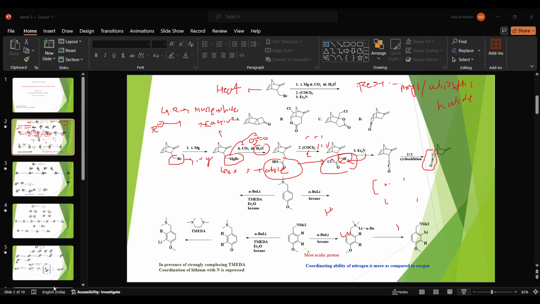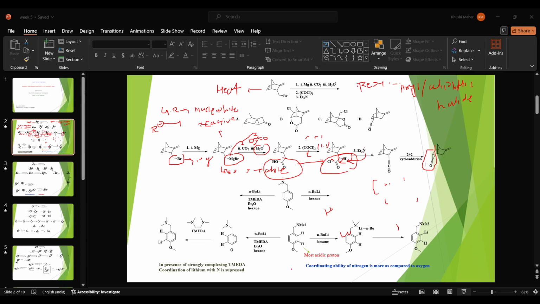In the second case, in the presence of a strongly complexing agent, the TMEDA that we are using coordinates to the lithium atom, and the coordination of lithium with the nitrogen is suppressed. That's why in this particular case the more acidic hydrogen, the one near the methyl group, is missed. Sorry for that. This hydrogen will be lithiated and you will get the corresponding lithiated product at the Hb position as compared to Ha.